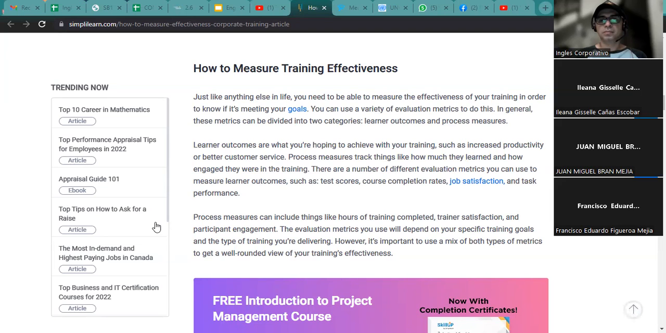There are a number of different evaluation metrics you can use to measure learner outcomes, such as test scores, course completion rates, job satisfaction, and task performance. Process measures can include things like hours of training completed, trainer satisfaction, and participant engagement. The evaluation metrics you use will depend on your specific training goals and the type of training you're delivering. However, it's important to use a mix of both types of metrics to get a well-rounded view of your training effectiveness. Good. What did you get from this one?